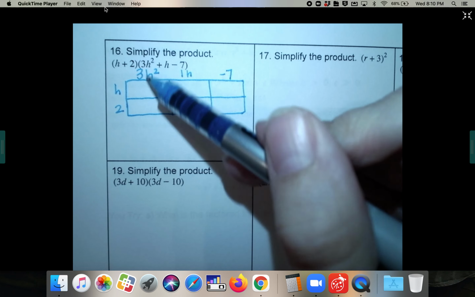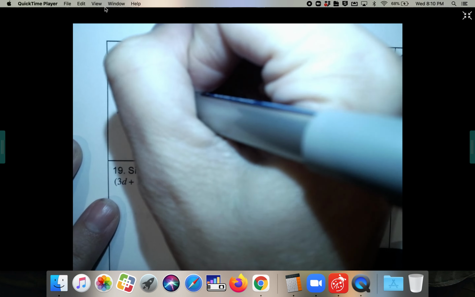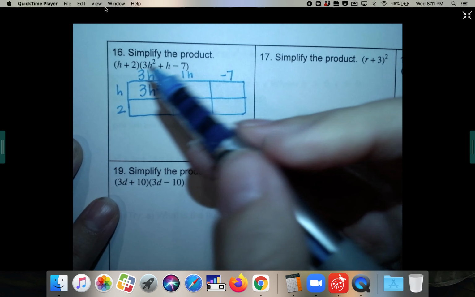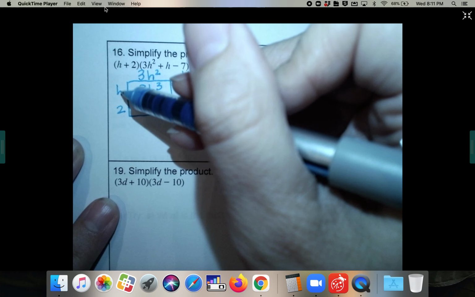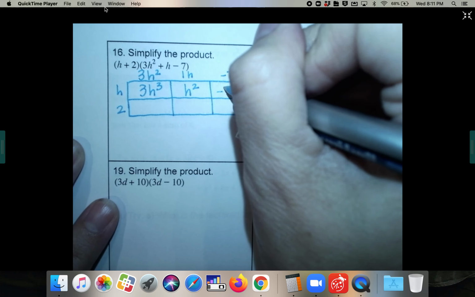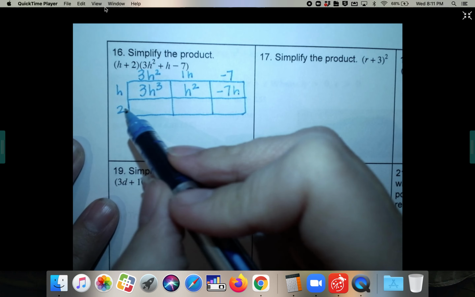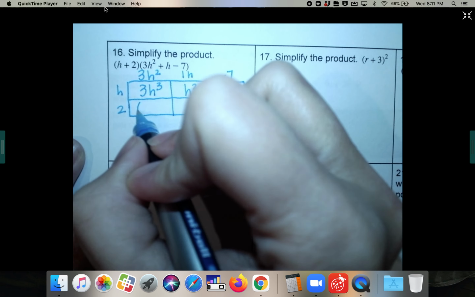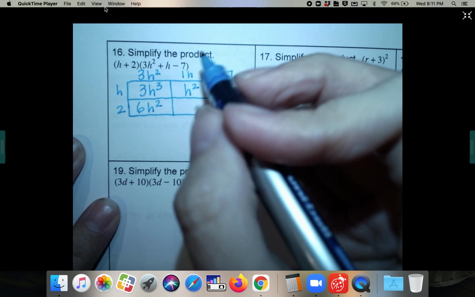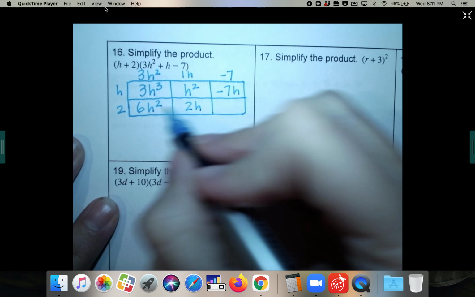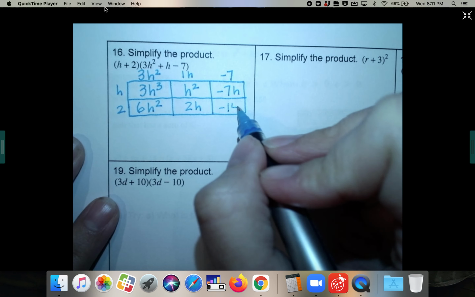All right, you're just going to go through and multiply to fill in the boxes. So 3h squared times h is 3h cubed. H times h is h squared. H times negative 7 is negative 7h. 2 times 3h squared is 6h squared. 2 times h is just 2h. And 2 times negative 7 is negative 14.